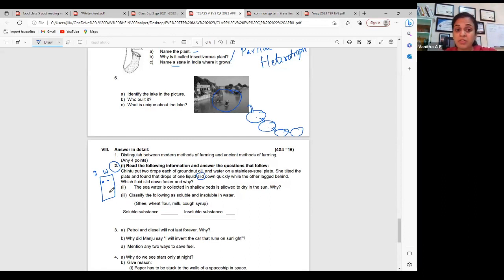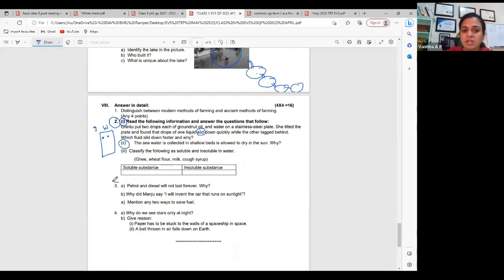So again, there are subdivisions. Please note, teachers, there are subdivisions in this. Subdivision 1 is this. Subdivision 2 is an entirely different question which doesn't have to do anything with number 1 at all. Seawater is collected in shallow beds and it is allowed to dry in the sun. Why? And then the next question is classify as soluble and insoluble substances.